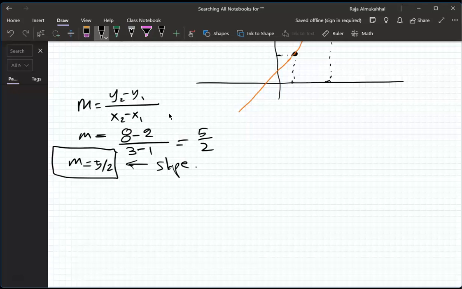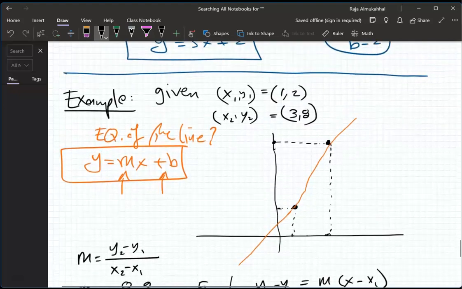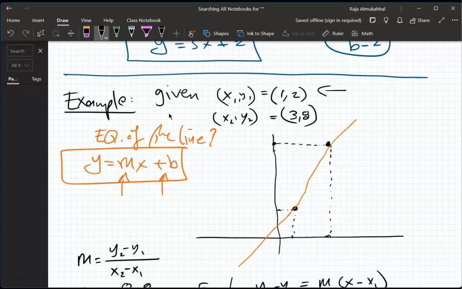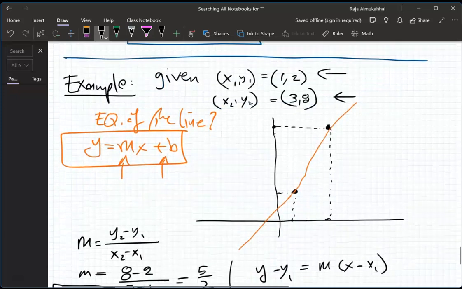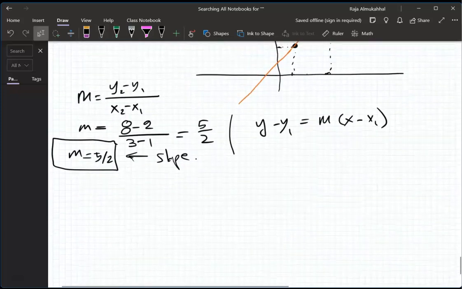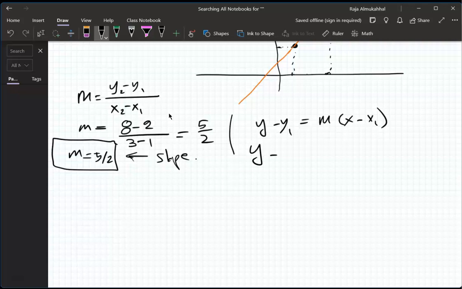Now, how do I find the equation of the line? Like I said, the best equation to use is the point-slope formula: y minus y1 equals m times x minus x1. And again, x1 and y1 is any point on the line. And guess what? We have 2 of them. Which one should I pick? It doesn't matter. You can pick 3, 8 or 1, 2. I'm going to pick 1, 2 just because it looks easier. So in this case, we will have y minus, we're going to pick x1, y1 to be 1, 2.